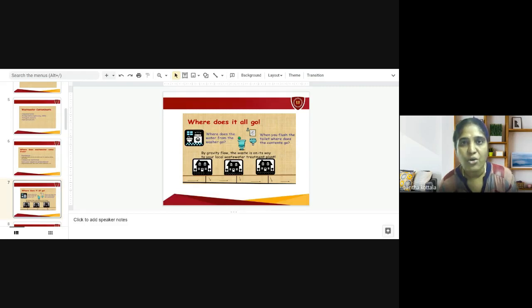Now, where does it all go? Let us check where it is going. Where does the water from the washer go? When you flush the toilet, where do the contents go? By gravity flow, the waste is on its way to your local wastewater treatment plant.